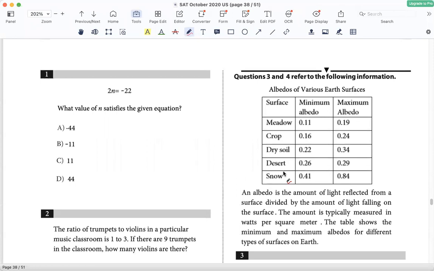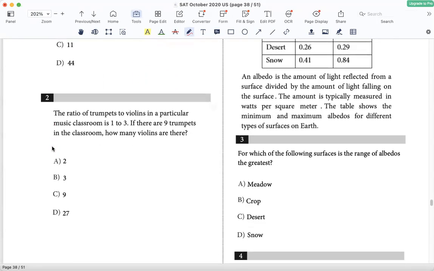Question 1. What value of n satisfies the given equation? So if 2n is negative 22, then n is negative 11, option B. The ratio of trumpets to violins in a particular music classroom is 1 to 3. If there are 9 trumpets, how many violins? So 1 to 3 is 9 to x. So x is 27. 27 violins.